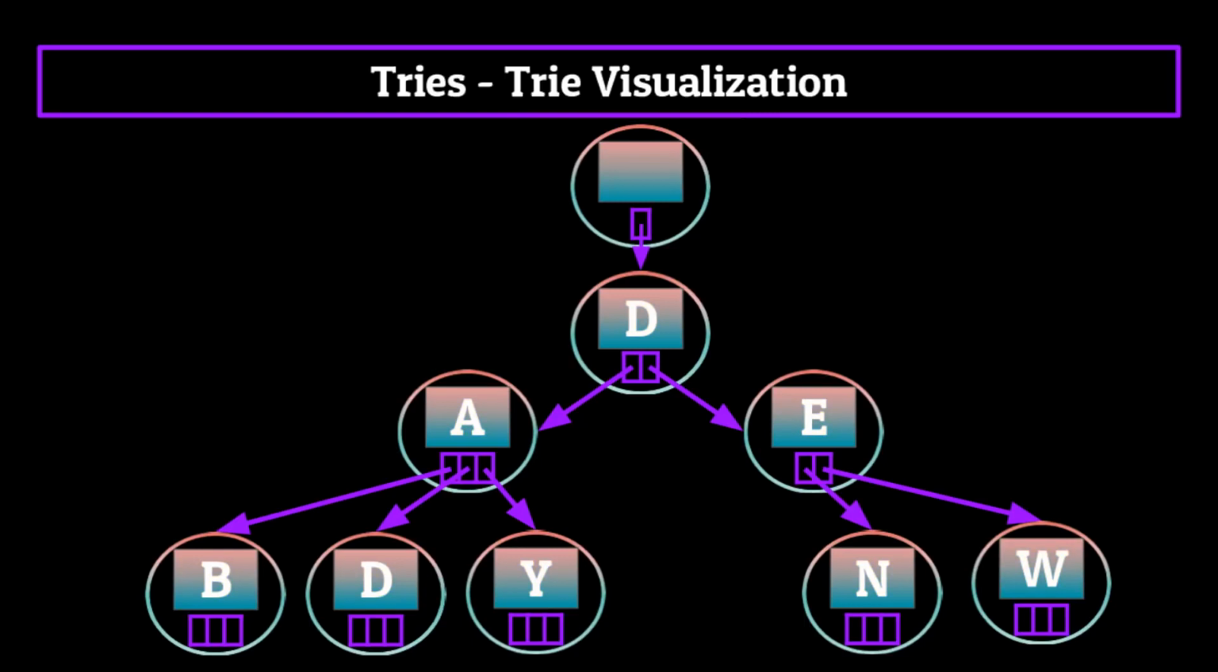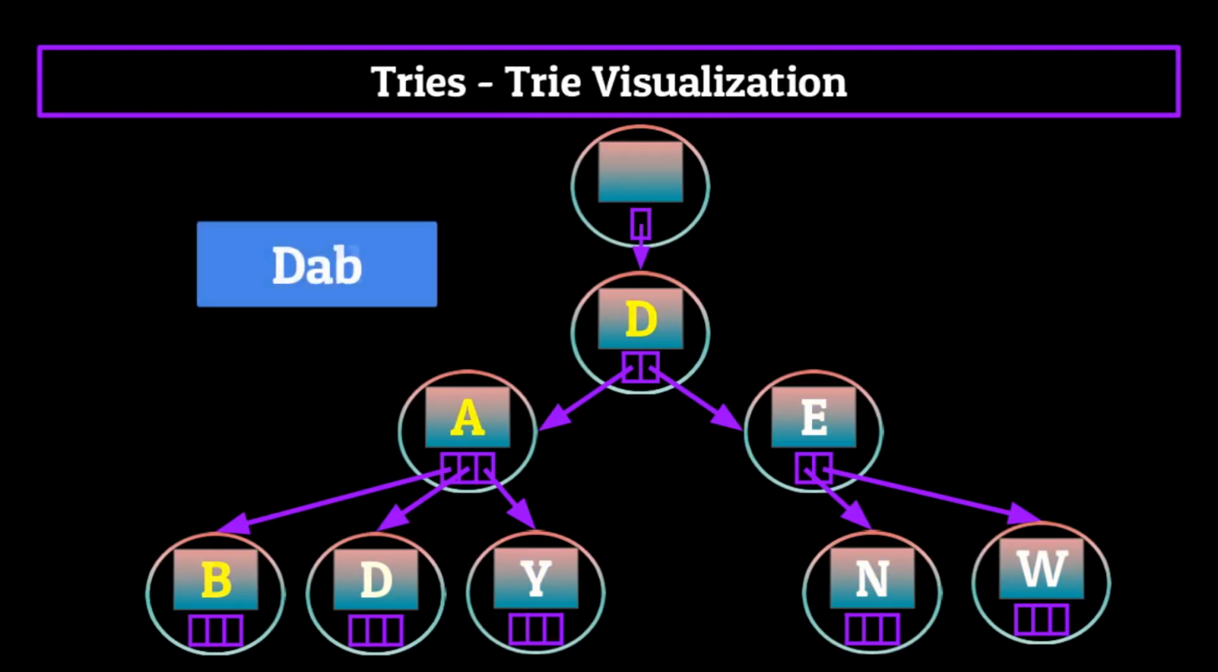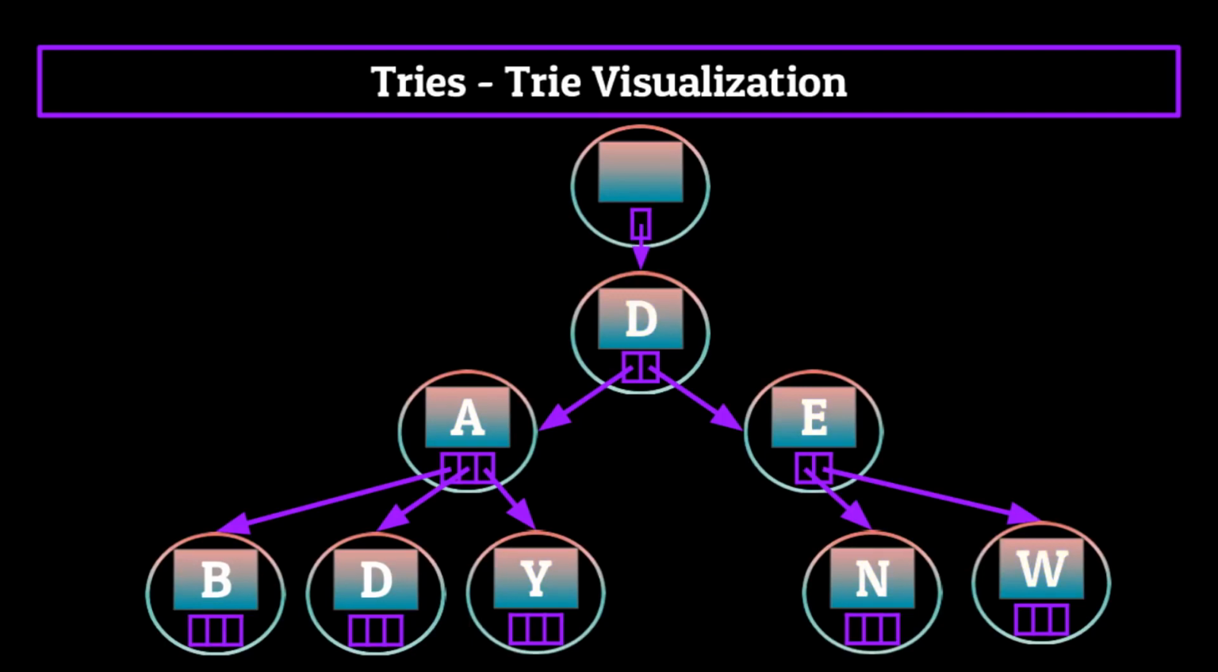As we travel down different paths of our tree, we can make different words. Dab, dad, day down the one path, and den and do down the other. By following the nodes downwards, we can easily build strings of words, which you'll learn towards the end of the episode can be extremely useful.